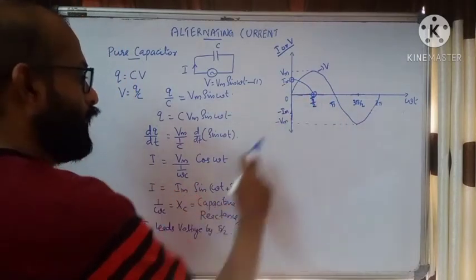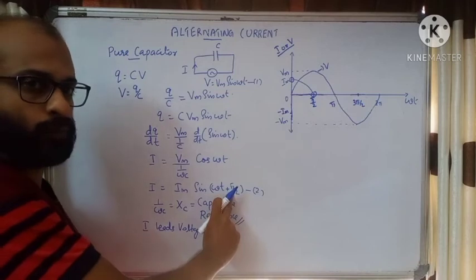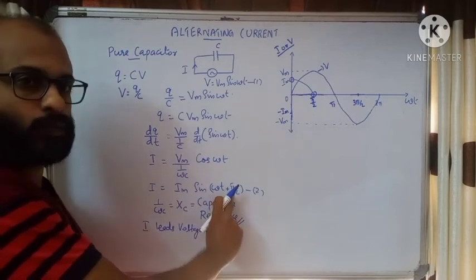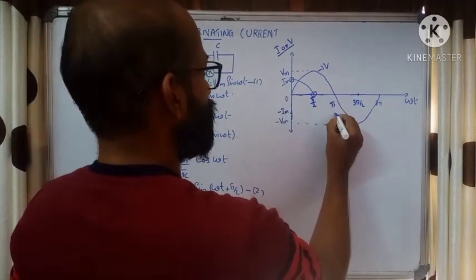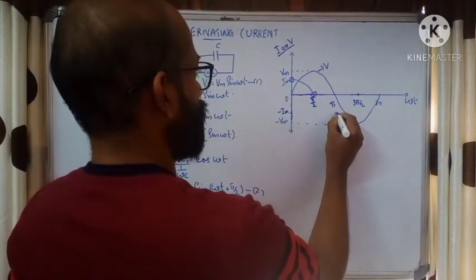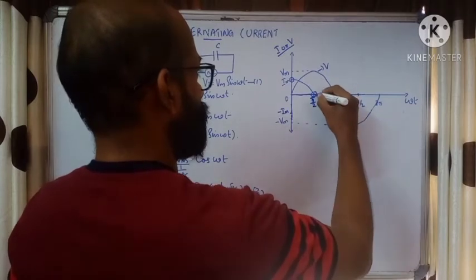Now, at a value pi plus pi by 2, which is 3 pi by 2, sin 3 pi by 2 is minus 1. So, I is equal to minus Im. The current becomes negative at an angle pi. So, this will be the value of current. Okay, we can complete that graph like this.